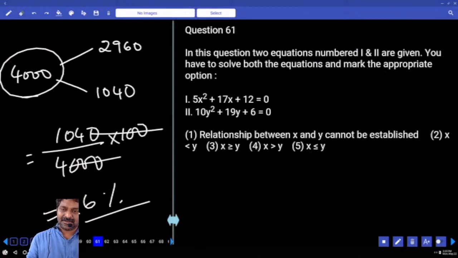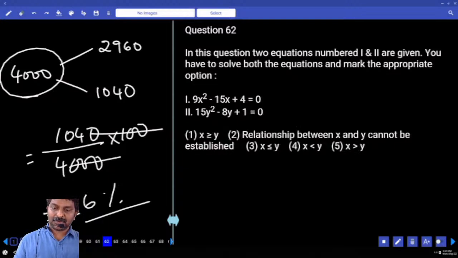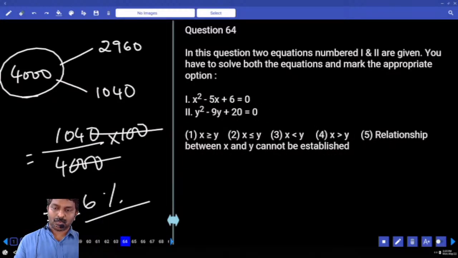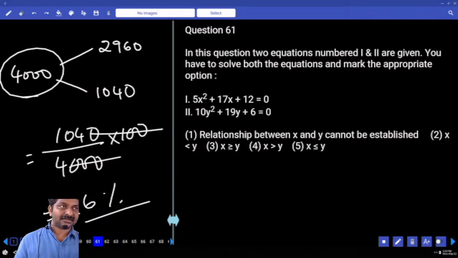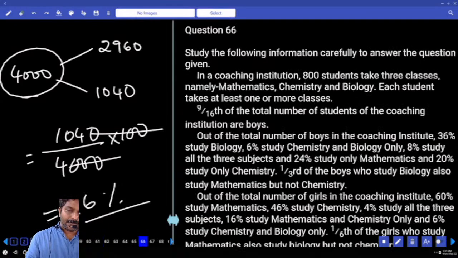Is there any free question in quadratic equation? No, this is not a free question. Every question you have to answer. You need to solve. Okay, I'll stop here.